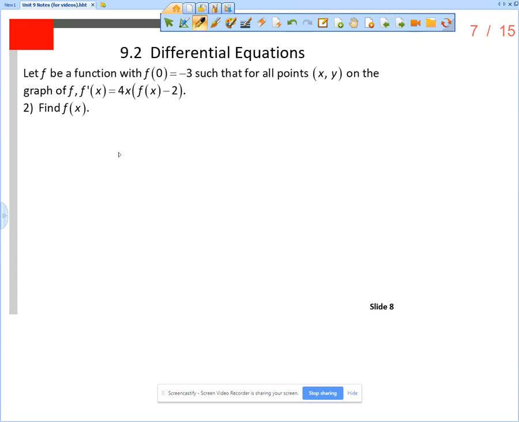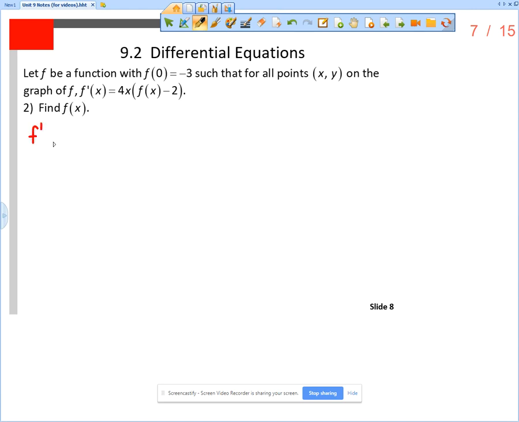All right, so slide 8. Let f be a function with f of 0 equals negative 3, so same thing, such that for all points x, y on the graph, we're still given f prime of x equals 4x times f of x minus 2. All right, so now it says find f of x. So now we're going the other way. So how am I going to find f of x?